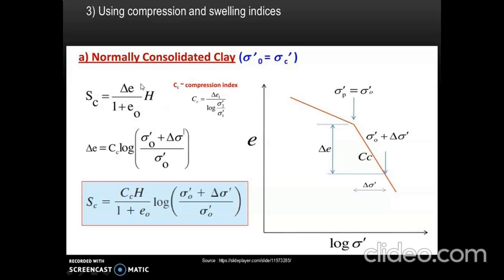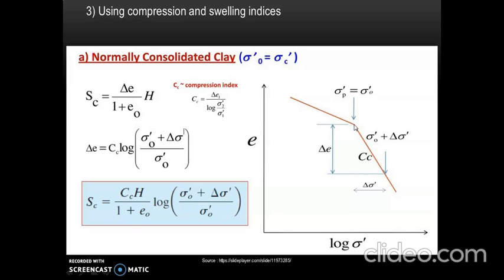We will write this equation in terms of compression index, that is Cc. Cc is equal to change in voids ratio divided by log of final effective stress divided by original effective stress, that is initial effective stress. Here we have a plot of voids ratio versus log of effective stress, and we can see that the current effective stress sigma naught dash is equal to pre-consolidation stress, that is sigma p dash.